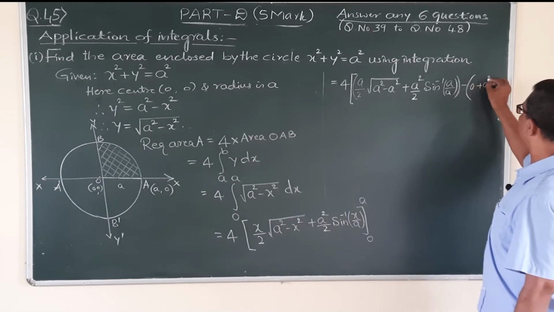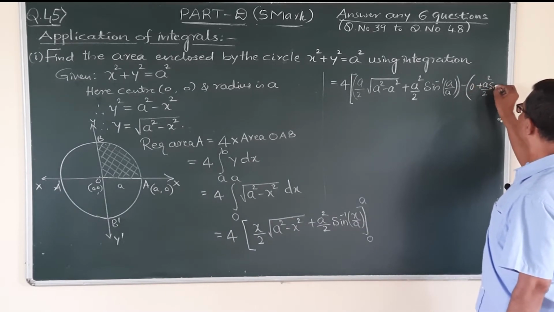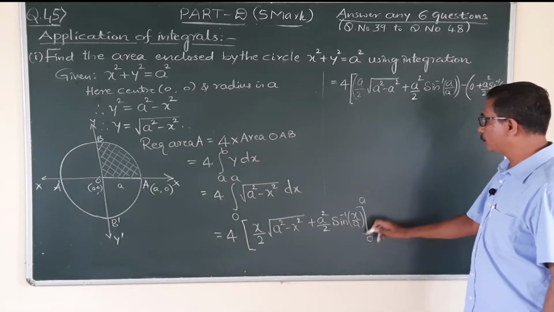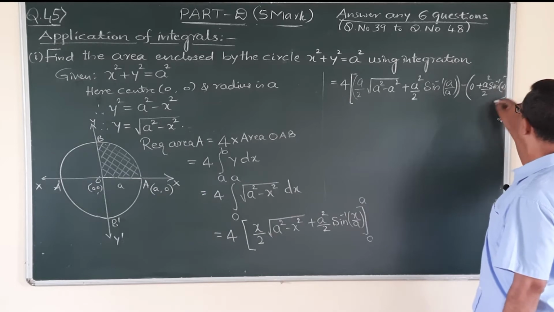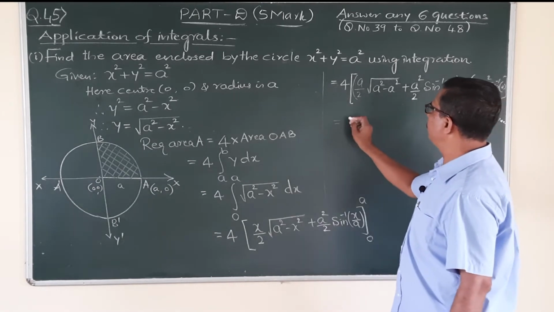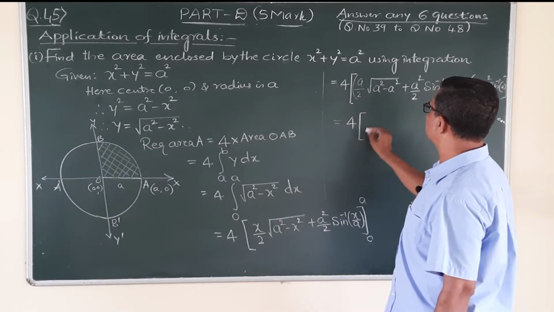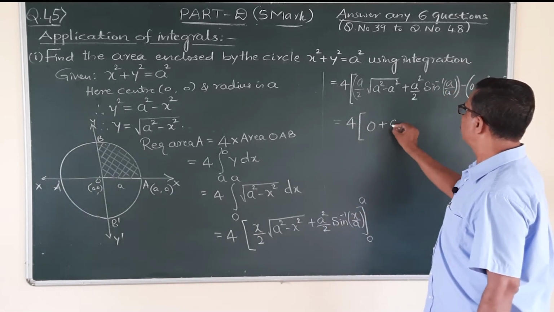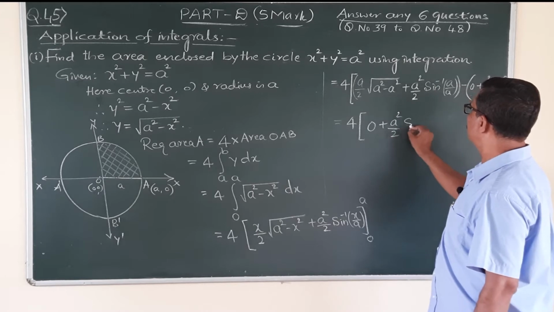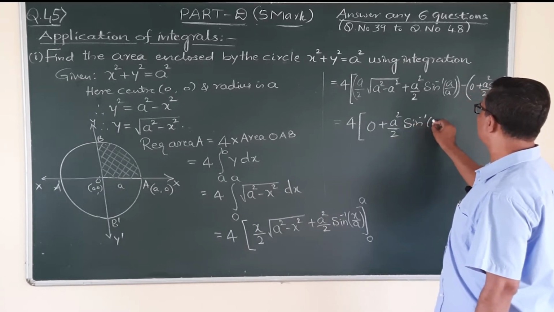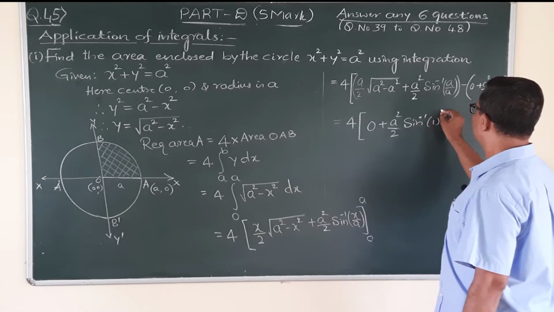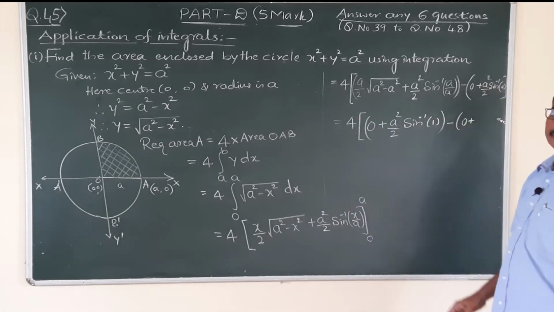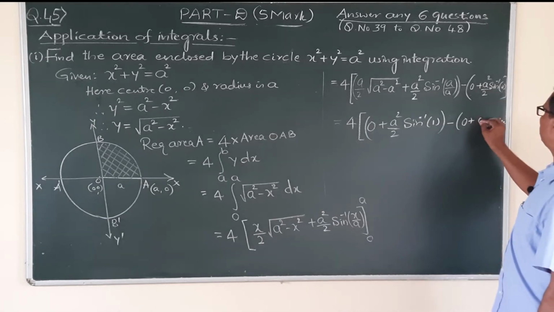Plus a square by 2 sin inverse of, put x is lower limit 0. 0 by a is 0. Okay. Then simplify. 4 times a square minus a square, 0. 0 into that number is 0. Plus a square by 2 sin inverse of a by a, 1, minus 0 plus sin inverse of 0 is 0. 0 into that number is 0.